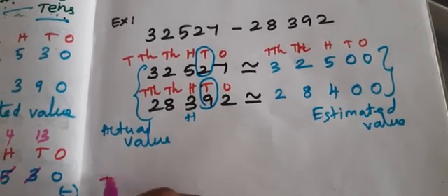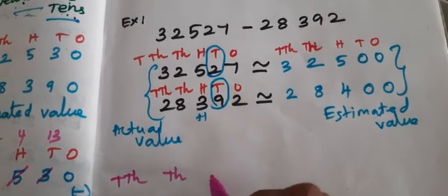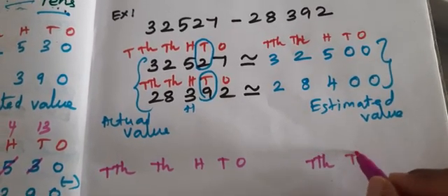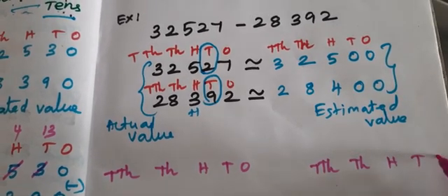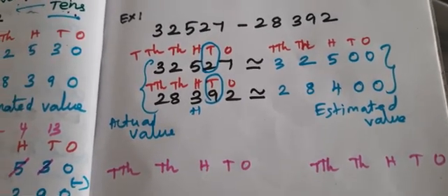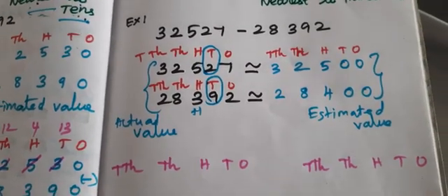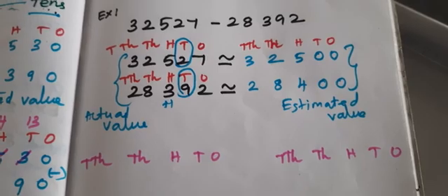The last step, we are going to arrange the actual value and estimated value column-wise. Okay, listen carefully. First you have to write the places, then you have to arrange the numbers. If I use the black color, that means that is the actual value. If I use the blue color, that means that is the estimated value.